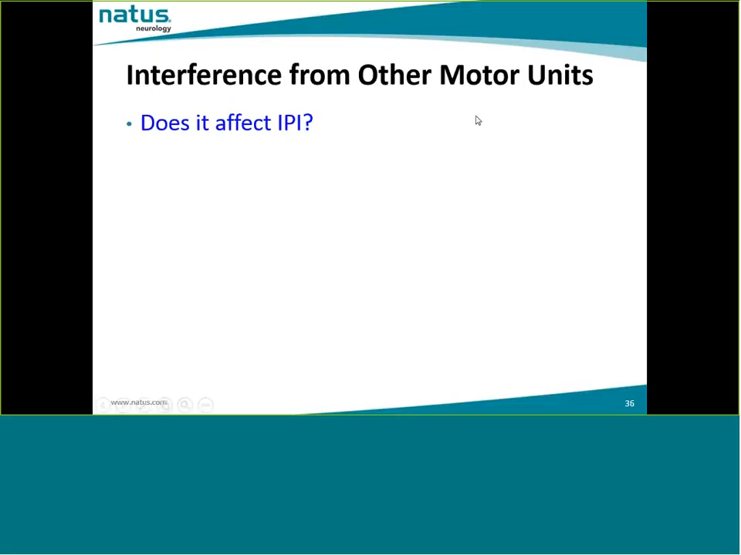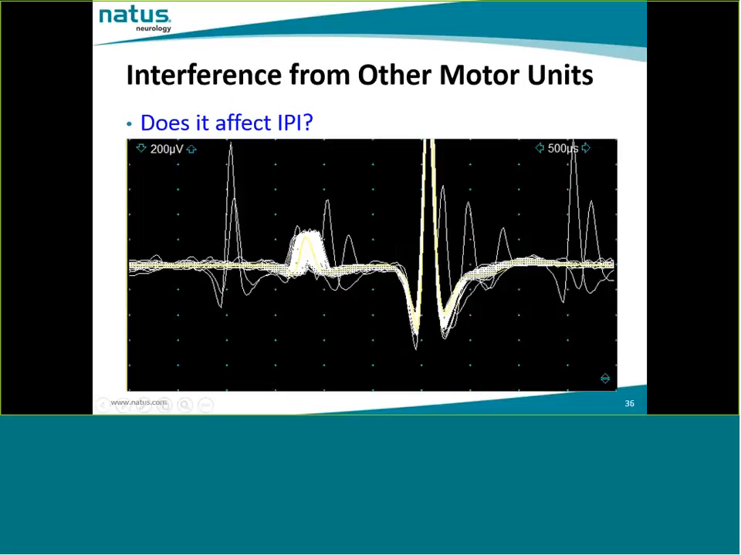Now sometimes we will have interference from other motor units, and those traces may affect IPI. So the first question that I asked myself about excluding interference from other motor units is, does it affect the interpotential interval? So here is a recording. Here is our triggering action potential. It is time locked on the screen. Here is our jittering potential, and we can see discharges from other signals on the screen.